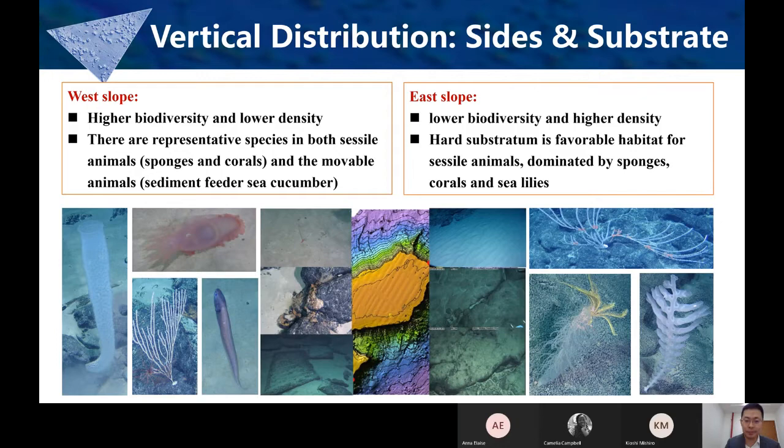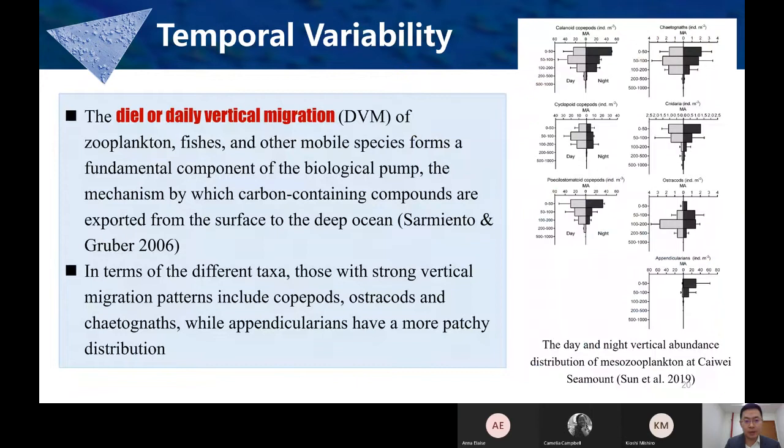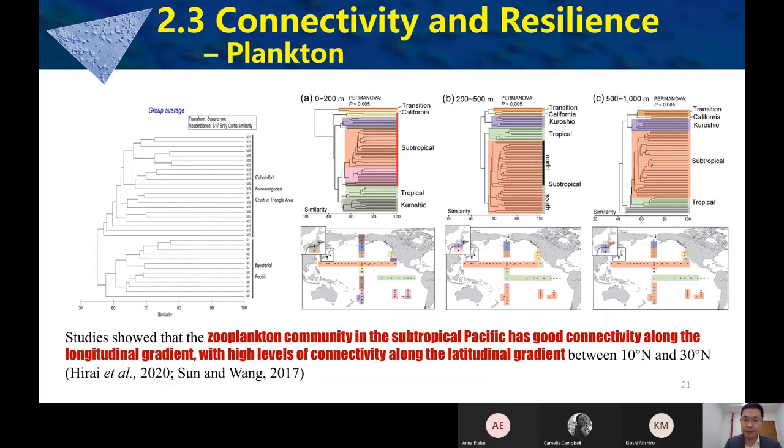The daily vertical migration of zooplankton, fish, and other mobile species forms a fundamental component of the biological pump. The data or the result from temporal variability in our IEA report is very real. Section 2.3 is connectivity and resilience.